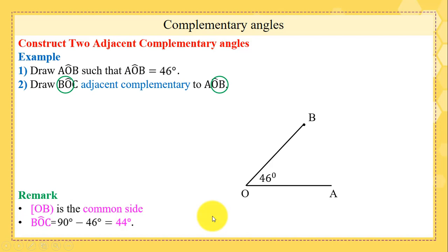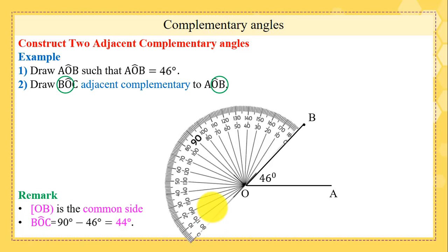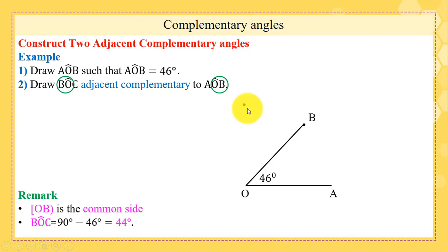Again, because OB is the common side, we have to bring our protractor, put its center on the vertex and lay it on the common side. We start from 0 and mark on 44 degrees. 44 is the fourth dash after 40. Then bring your ruler and join the point C to O.